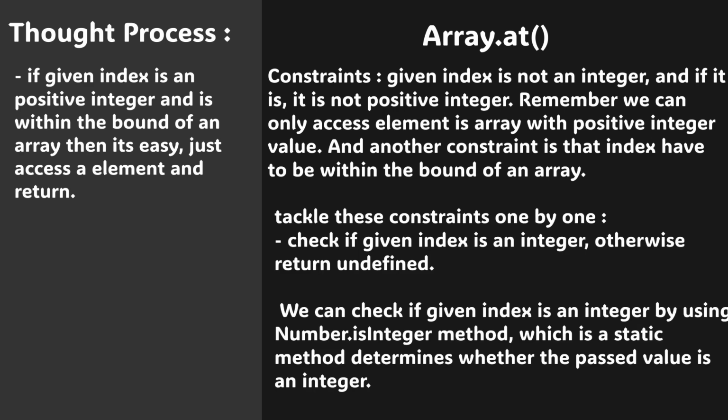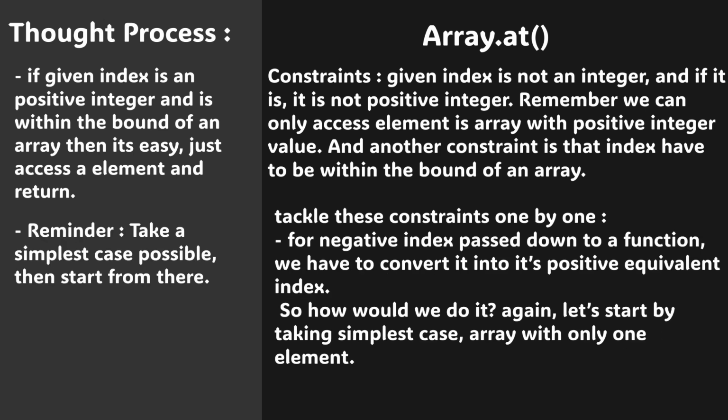So let's tackle these constraints one by one. First, check if the given index is an integer, otherwise return undefined. We can check if the given index is an integer by using the Number.isInteger method, which is a static method that determines whether the passed value is an integer. Secondly, for a negative index passed down to a function, we have to convert it into its positive equivalent index. So how would we do it?